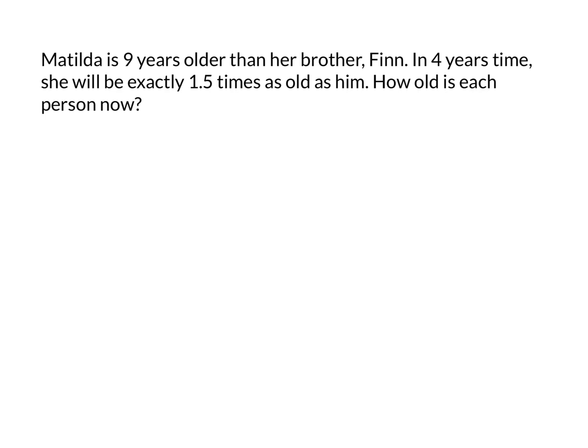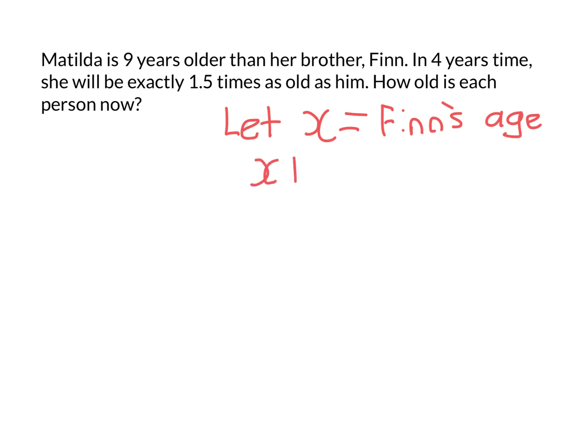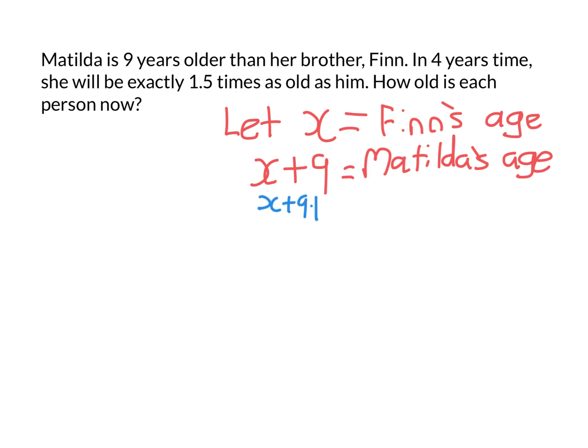So what we're going to do is let x equal either of the quantities. I think it's always easier to let it be the smaller quantity. So we're going to let x equal Finn's age. So Matilda is 9 years older, so her age is whatever Finn is plus 9. Now we have to turn this into an equation. So this is talking about in 4 years' time. So in 4 years' time, Matilda is going to be x plus 9 plus 4. So her age in 4 years is just whatever her age is now plus 4, which is x plus 13. That's her age in 4 years.